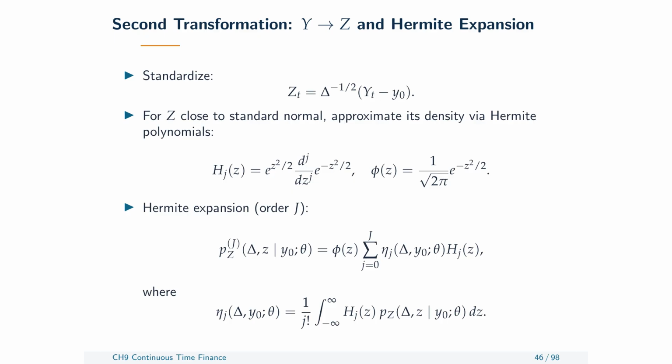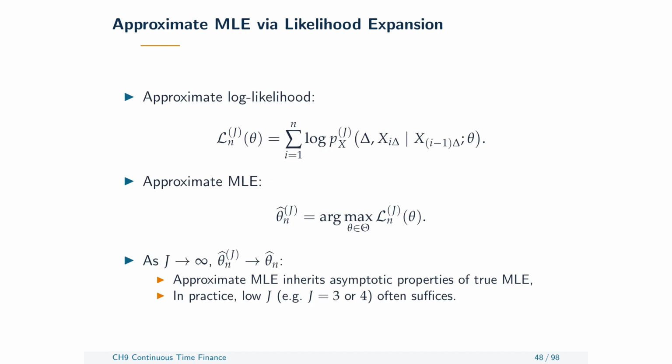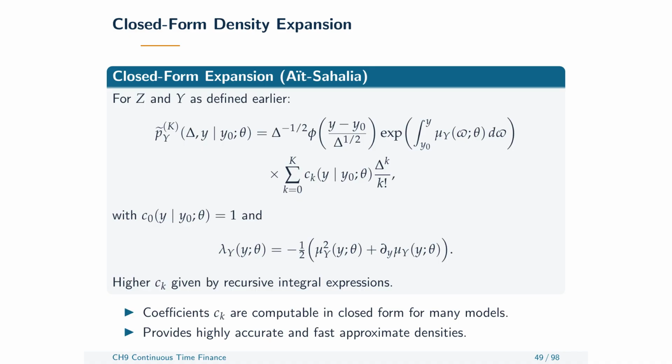Hermite polynomials form an orthogonal basis around the normal density. A finite expansion modifies the Gaussian benchmark to represent skewness, kurtosis, and other features implied by the diffusion. The Hermite coefficients are expectations of the polynomial basis under the transformed transition density. In practice, they are approximated through a Taylor expansion in the sampling interval. Recursive formulas produce a closed-form density expansion up to a chosen order.